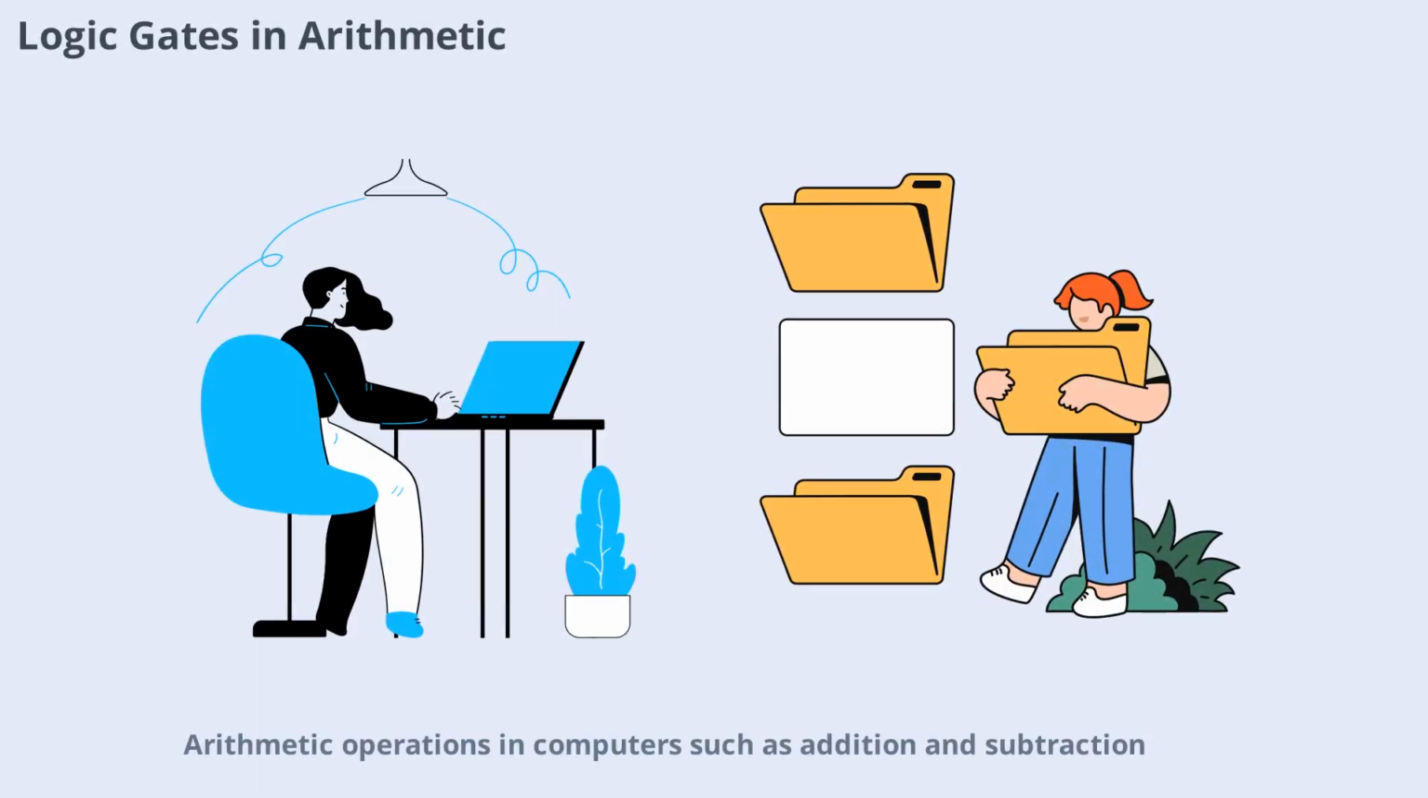Arithmetic operations in computers, such as addition and subtraction, are performed using logic gates. Circuits called adders use combinations of AND, OR, and XOR gates to calculate sums and carry values. This allows computers to perform complex mathematical tasks at incredible speeds. Understanding how logic gates are used in arithmetic helps explain the power of digital technology.